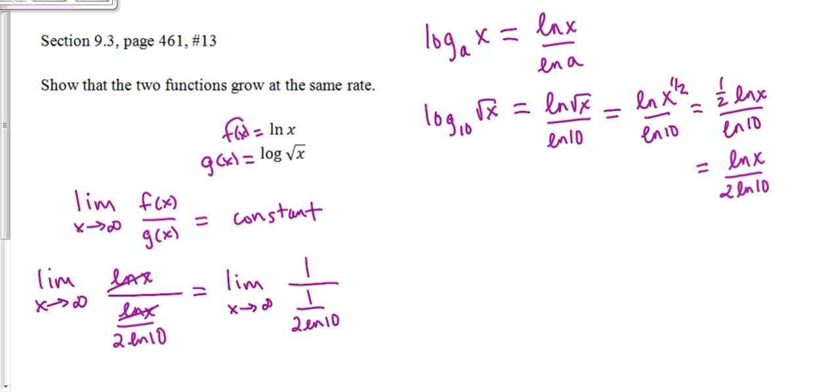And as we've learned and said before, the denominator of a denominator is a numerator. So this is going to give me 2 natural log 10. I can get rid of my limit here because I'm only dealing with constants now. I've canceled out all of my x's. And my limit does in fact give me a constant, which tells me that these two functions grow at the same rate.